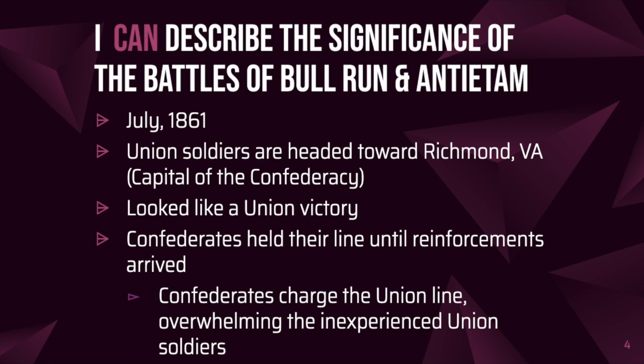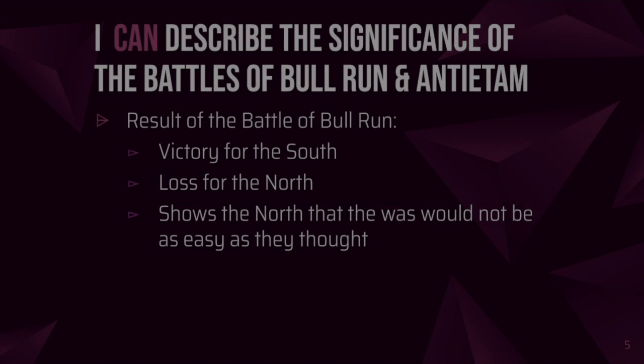So the Confederates hold their line, and we're still at a point where, in terms of tactics, it's basically like lining up and shooting at each other from not very far away. There's a little bit of change there, but for the most part, it's basically that. They hold their line till reinforcements come, and when the reinforcements arrive, the Confederates charge the Union line, and they overwhelm the inexperienced Union soldiers.